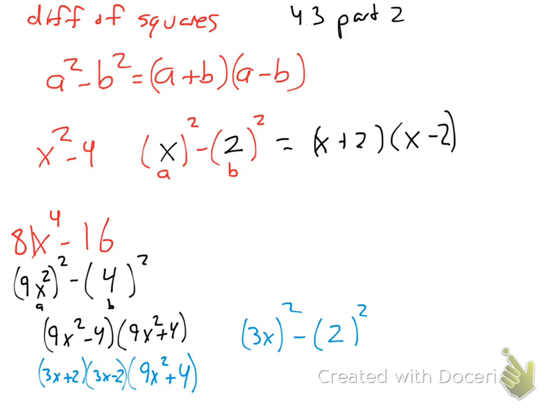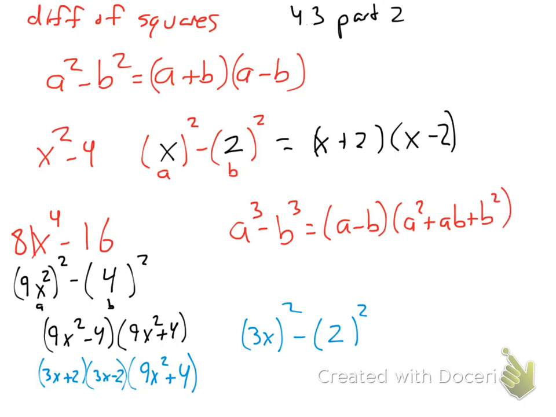Now, I did hint at, I would tell you what the sum and difference of cubes are. Let me find a color here. So that one is a cubed minus b cubed. A minus b, and it's a squared plus ab plus b squared. Now, these actually have 2. That one is the difference of cubes. If you change that to a plus between, and a minus there, you will have the sum of cubes formula.